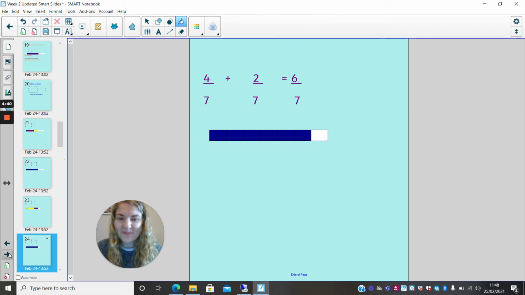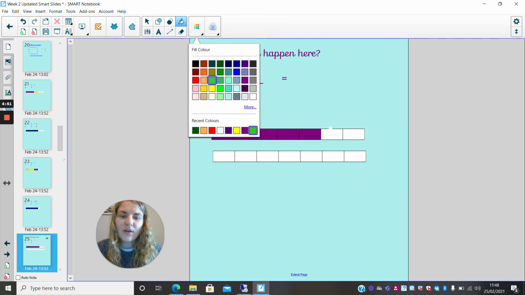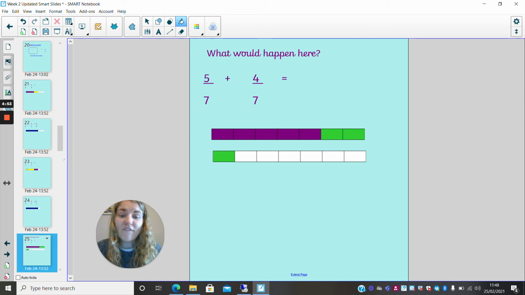Yay! Well done. Okay, what was happening here? We've got 5 7ths, add 4 7ths. So 1, 2, 3, 4, 5. Add on 4 more. 1, 2, 3, 4. Ooh, so we've actually filled in a whole bar model. Exciting. So this would be 1 whole and 2 sevenths, or 1, 2, 3, 4, 5, 6, 7, 8, 9 sevenths. Okay, we're going to learn about that more on the next slide.